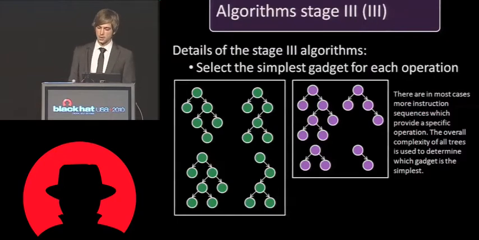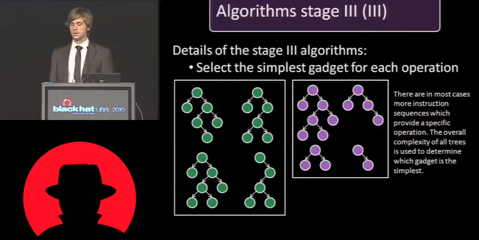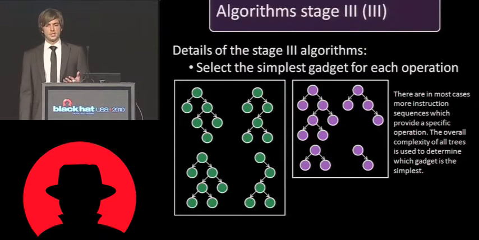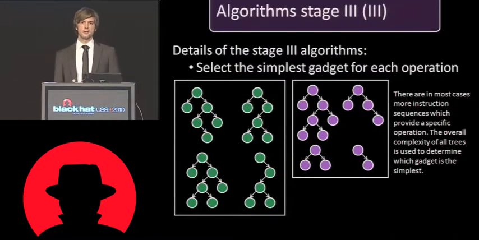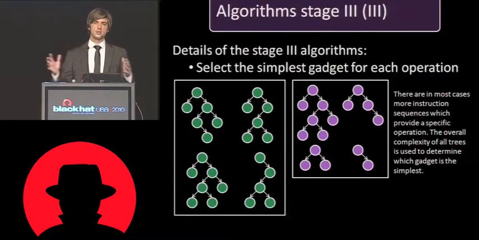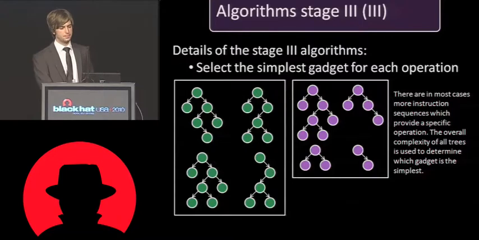Okay. To select the simplest gadget, what does that actually mean? For most of the instructions, like an addition, we have trees that can be arbitrarily complex, but there are also trees which are very simple. And we try to strip down most of the very large and very complex trees, because they are really hard to compile later on because of all the side effects I told you about already.